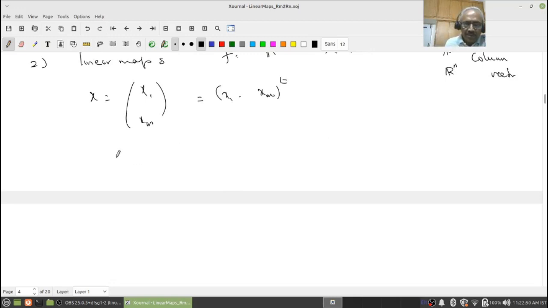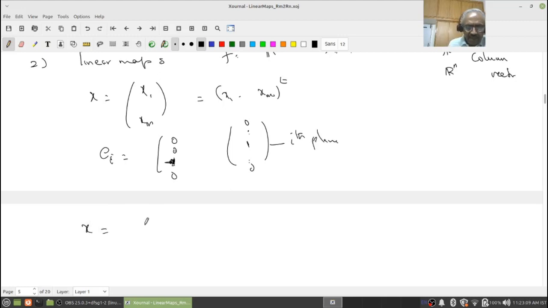Therefore, what is the basis then? This basis is ei, where 1 occurs in the ith place, like 0 1 0. Therefore any vector x I can write as x1 times e1 plus x2 times e2 plus xm times em.